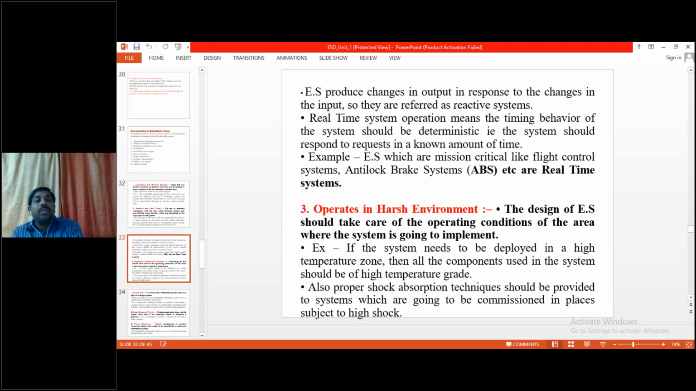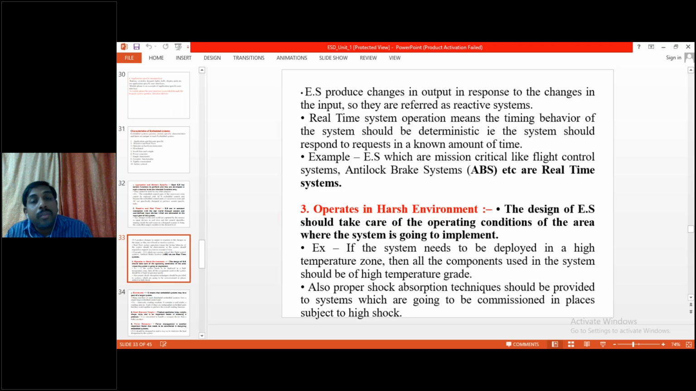And these embedded systems produce changes in the output in response to the input. Because they are changing the output, if they are switching on the motor or switching off the motor, or running the motor fast or slow, that is related to sensing the input parameter and giving the changes. So that's why they are called reactive systems.